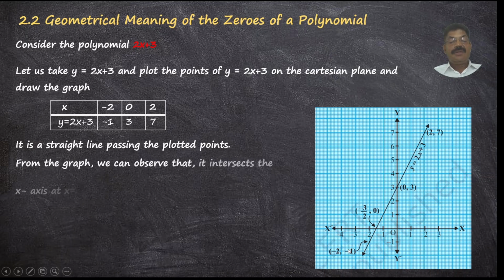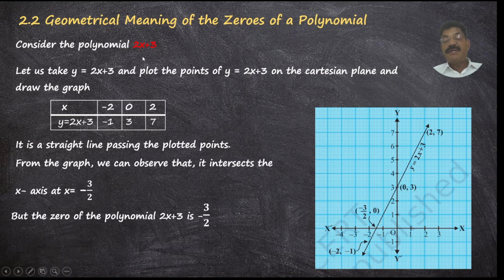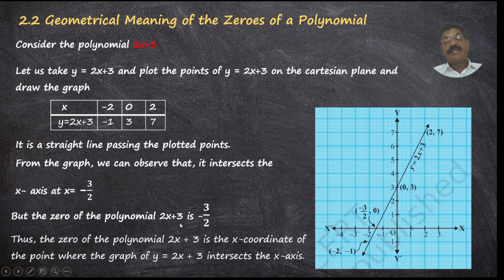Now, you observe that this straight line y is equal to 2x plus 3 cuts the x-axis at x equal to minus 3 by 2. But what is minus 3 by 2? When you substitute x is equal to minus 3 by 2 in this polynomial, you get 0. Therefore, it is nothing but the 0 of the polynomial 2x plus 3.